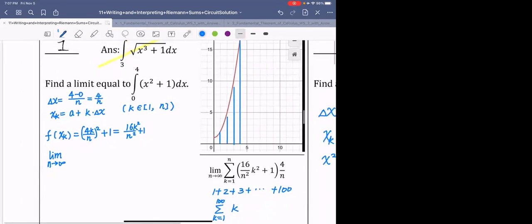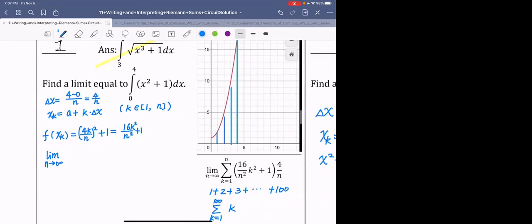Okay, so we get this guy. Each time we change from the integral to the limits format, we write down limit and then sigma, from k equals 1 up to n. Then we copy down f of xk, but we have to keep in mind we need to multiply by delta x, which is 4 over n.